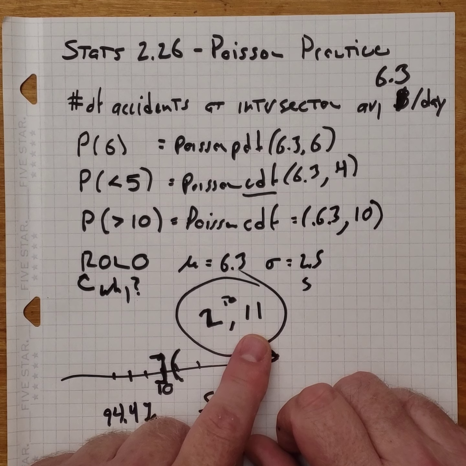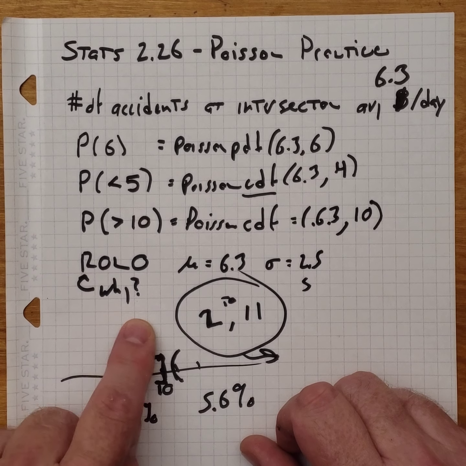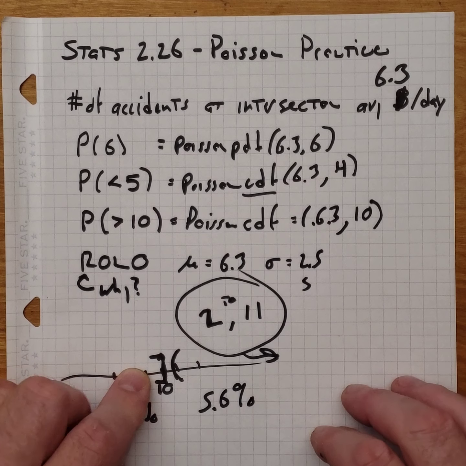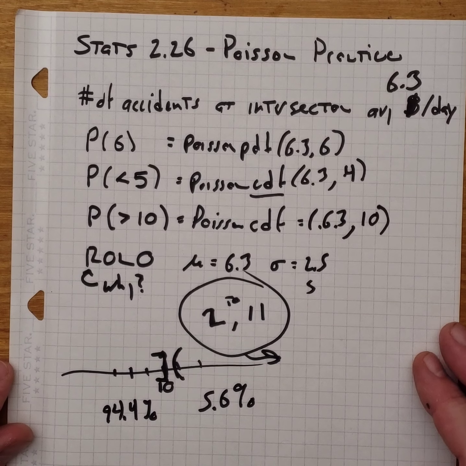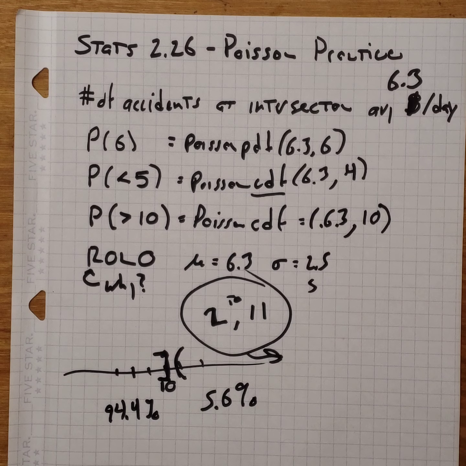And I also need to be aware that about 5% of the time we're going to have no accidents or one accident, or maybe 12 or 13. So I definitely want to make sure I've got another district close by that I can call on to help in those instances. Right? And that is the end of the Poisson distribution.